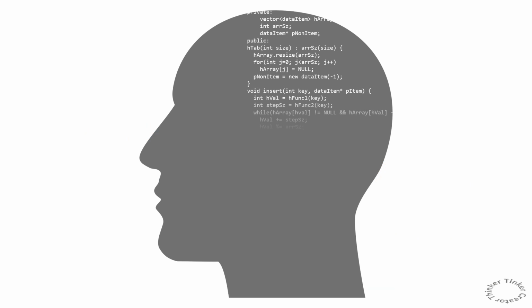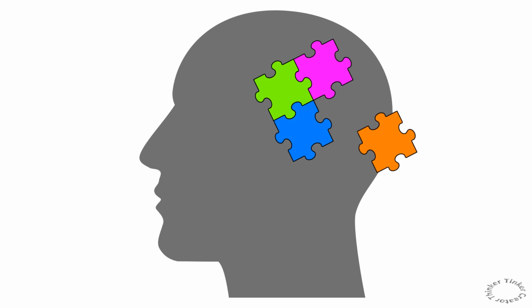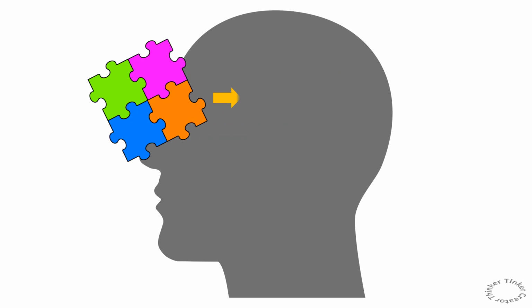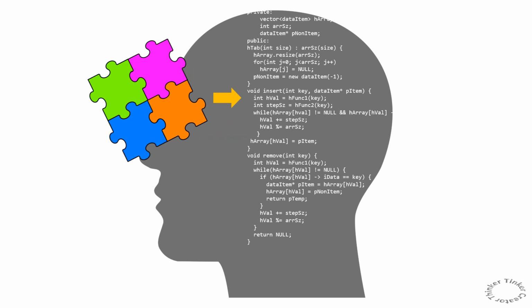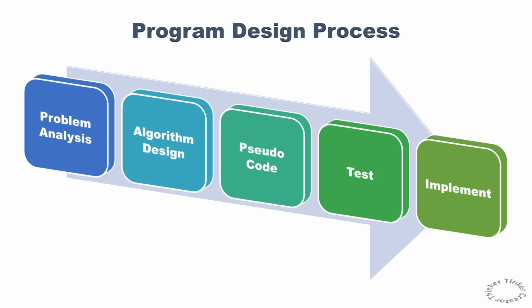The hardest part of computer programming isn't converting your concepts into code. It's figuring out how to solve a problem. Once the solution is on hand, it's just a matter of translating the approach to a programming language. In this video, we'll solve a sample problem using a systematic approach.